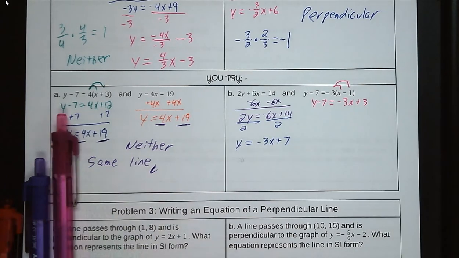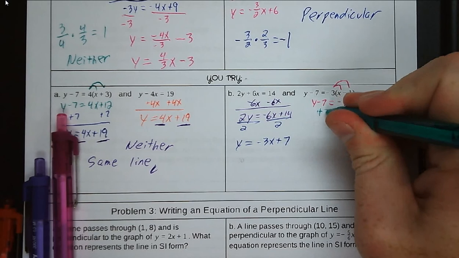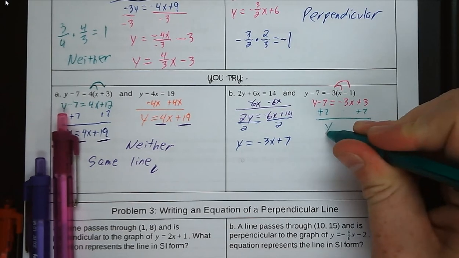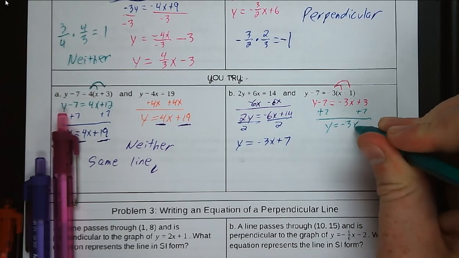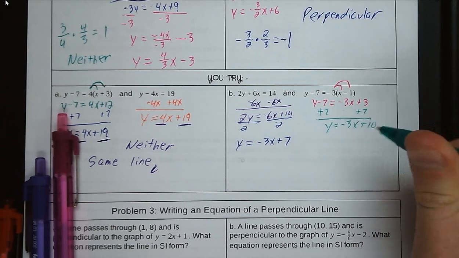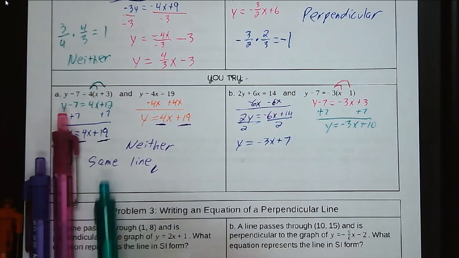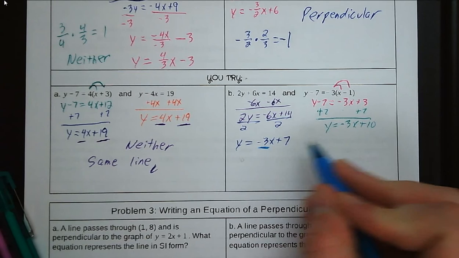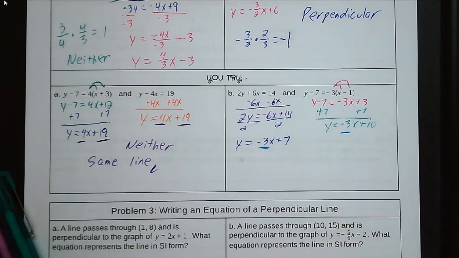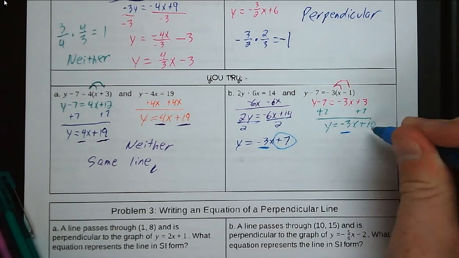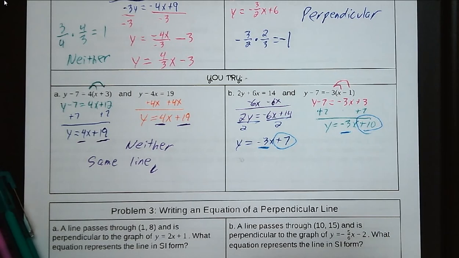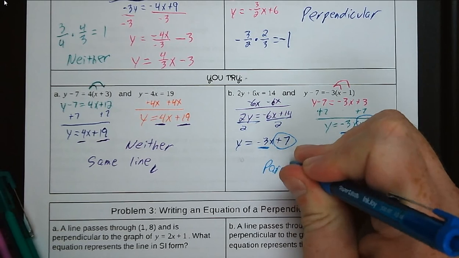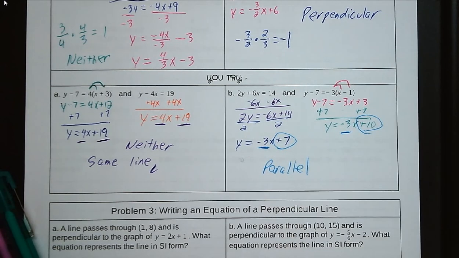My next step is to add 7 to both sides of my equation. And y is equal to negative 3x plus 10. So taking a look at these, we have the same slope, negative 3 and negative 3. And we have different y-intercepts, positive 7 and positive 10. So these are parallel. They are parallel lines.